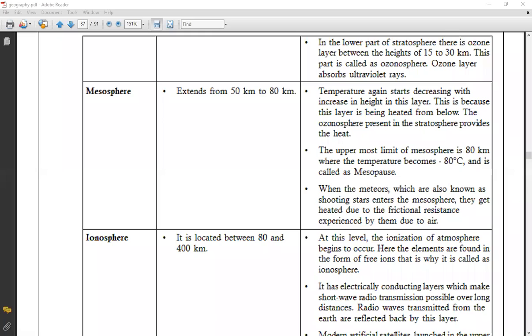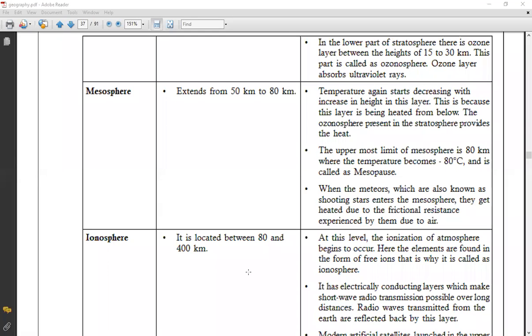So here we can see that because of the unique structure and unique composition of the atmosphere, in some layer the temperature is increasing, in some layer the temperature is decreasing, in some layer the temperature is pausing. And the percentage of the gases, like nitrogen, all these things lead to the existence of life on the earth.